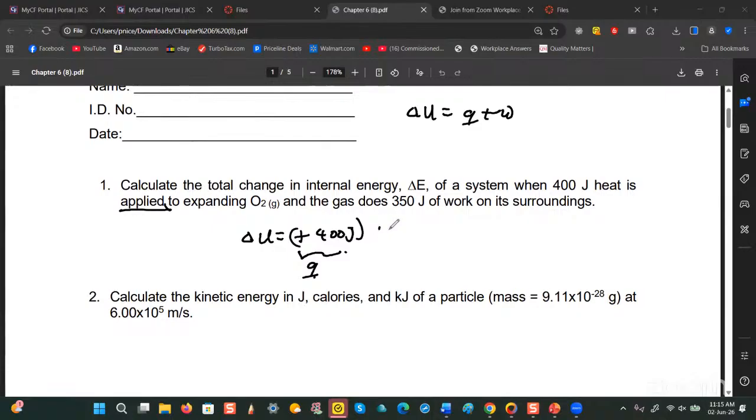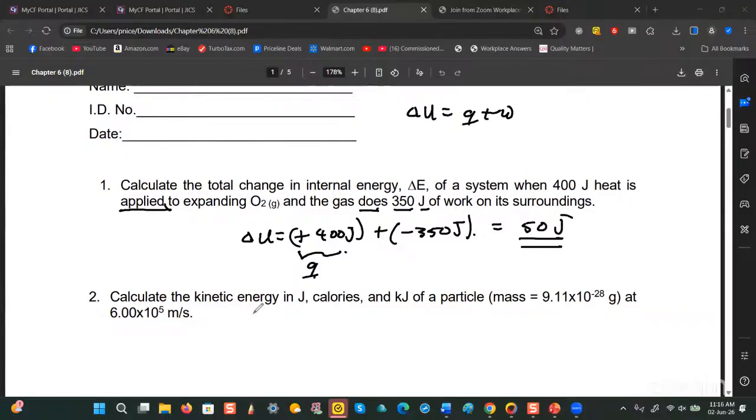And then what is W? Notice the wording. It does 350 joules of work. It will be 350 joules, but what will be the sign? That's the important thing. Negative, exactly. Minus 350 joules. So remember, you have to pay attention to how it's worded. So the answer here would be 50 joules for delta U. Any questions about this one?